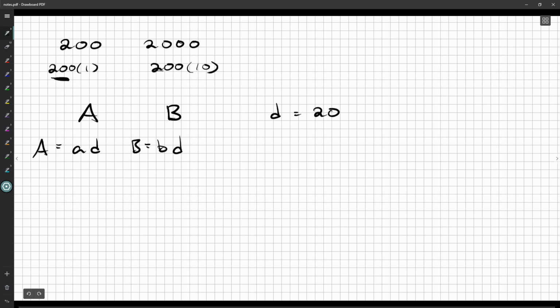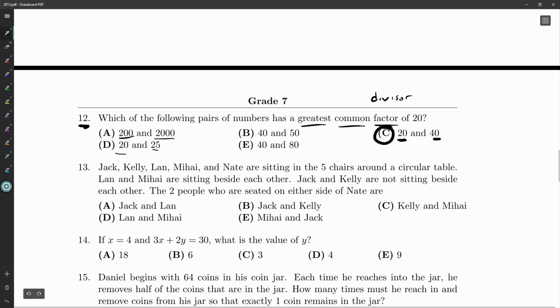So clearly 200 is a factor that they have in common, and that is much greater than 20. So we know answer A can't be right because the greatest common factor of these two is at least 200. In fact, it's exactly 200. But we don't need to know that it's exactly 200. We just need to know they've got a common factor of 200. That's much bigger than 20.